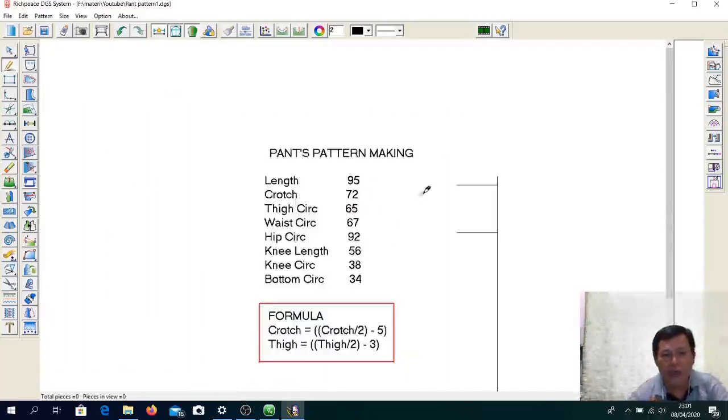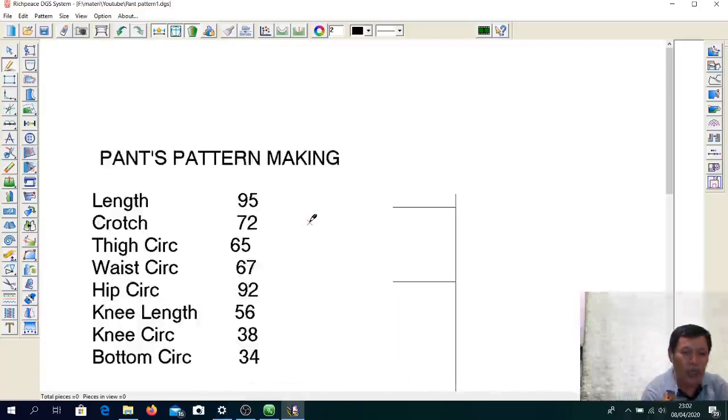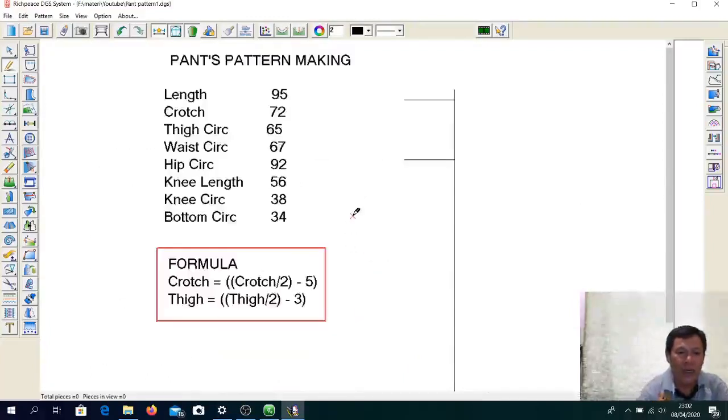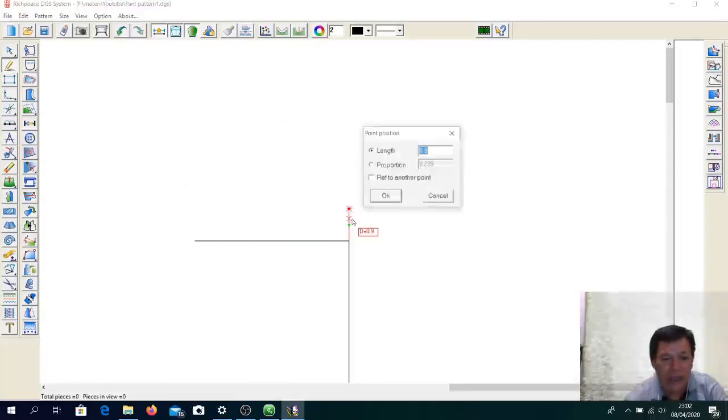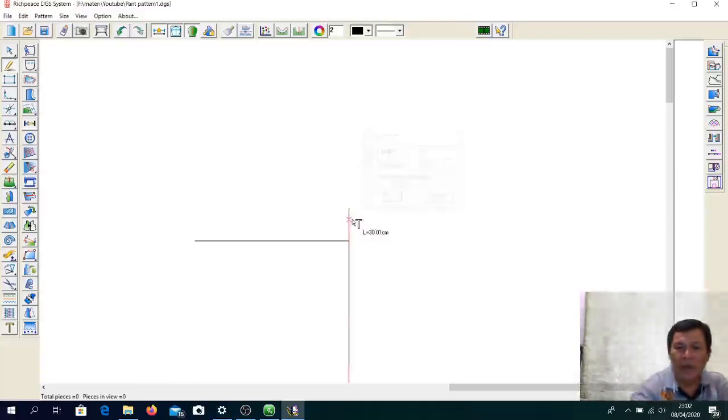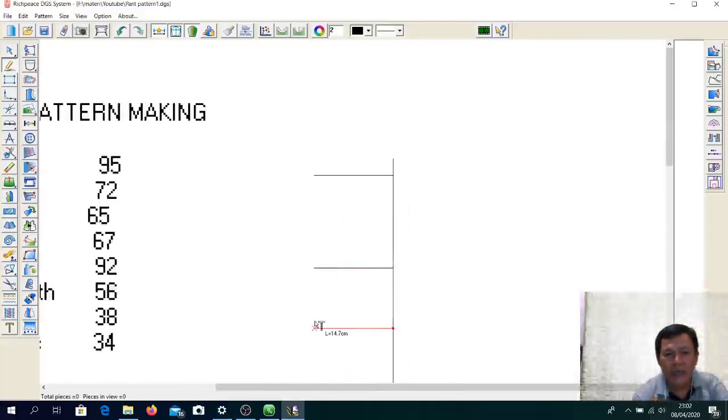Okay. And now, how about the crotch? The crotch measurement I have is 72. The formula for the crotch is crotch divided by 2 minus 5. So 72 divided by 2 becomes 36, minus 5 becomes 31. So the distance for the crotch is 31. And then the width also 14.75. Enter. Okay, now we have this.